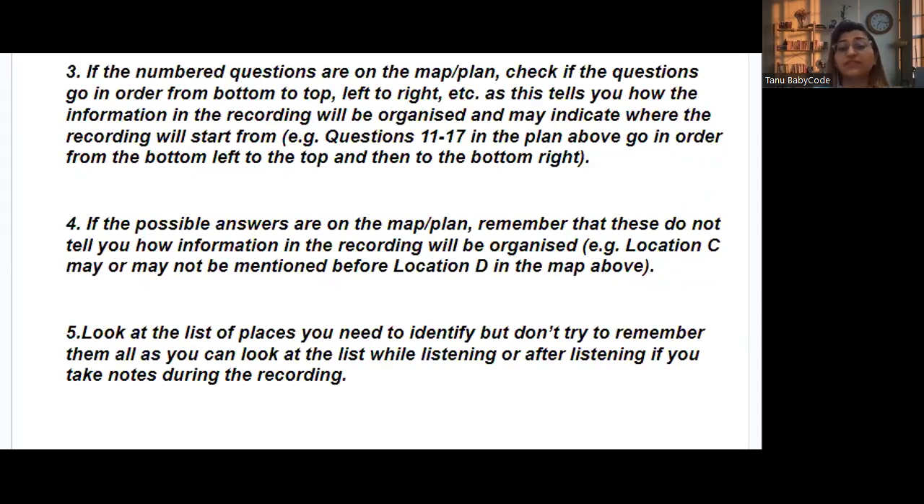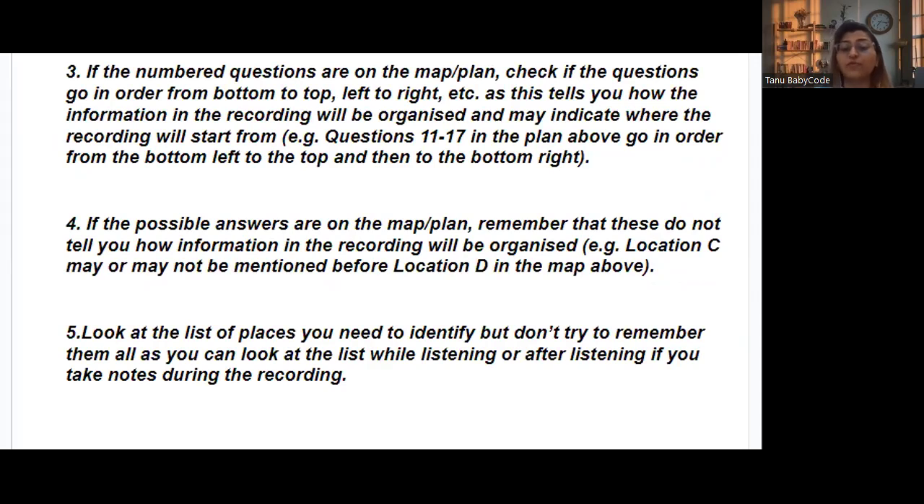Next tip is, if the numbered questions are on the map or plan, check if the questions go in order from bottom to top or left to right, right? This is going to tell you how the information in the recording will be organized, and it may indicate where the recording will start. You can see in the example, questions 11 to 17 in the plan above go in order from bottom left to the top and then to the bottom right.